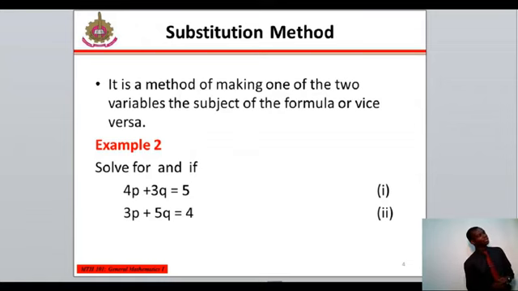This method is not like the elimination method, where you try to eliminate one of the unknowns. In this case, you make one of the unknowns the subject of the formula, and after doing that, you substitute the value of that unknown into the next equation in order to get the 2 unknowns. And let us try and solve this example.